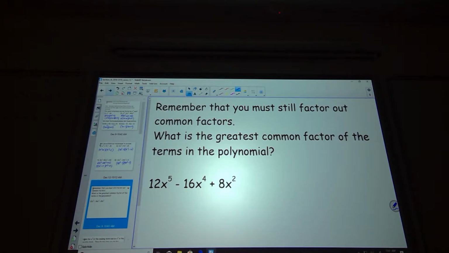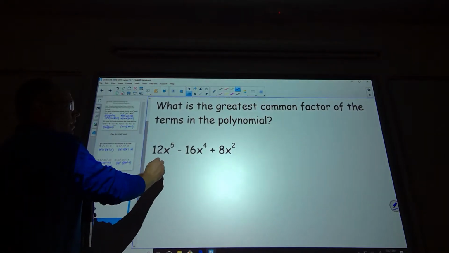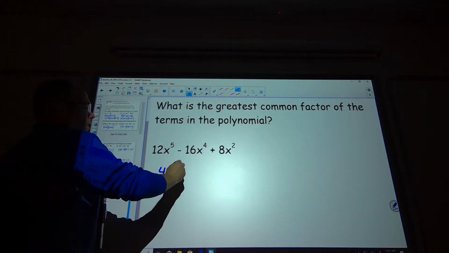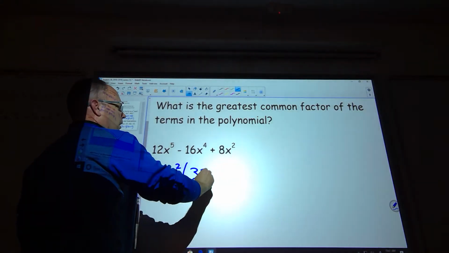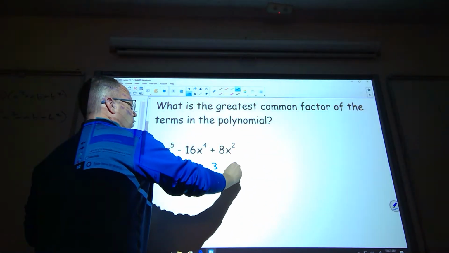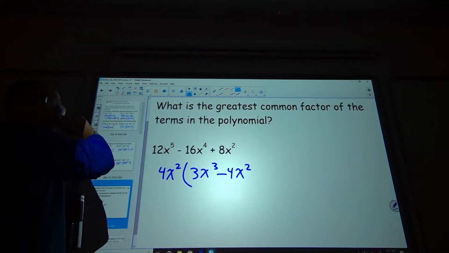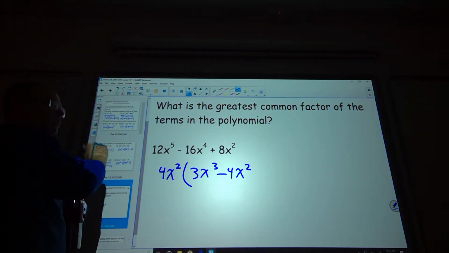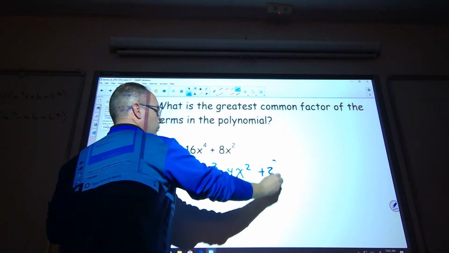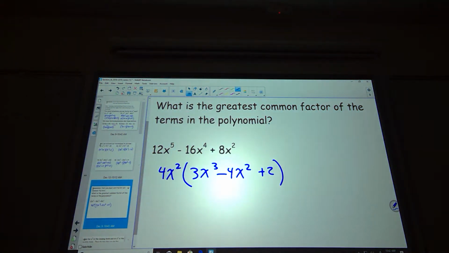So remember, you must still factor out common factors, the greatest common factor of the terms of the polynomial. So it looks like I could factor out on this one a 4x squared, and that leaves me 3x to the third minus 4x squared plus 2. And I think that's as far as you can go, because I have it to the third power.